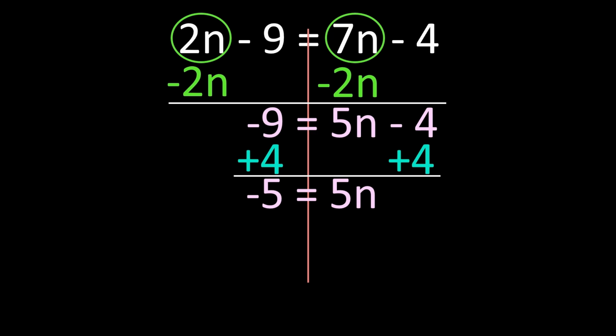And I want to isolate n, get it all by itself. Right now I have 5 times n. My inverse operation is going to be division. So I'm going to be dividing the right-hand side by 5, which means I need to divide the left-hand side by 5 as well. And on my right-hand side, 5 divided by 5 is 1, which leaves me with n. And on the left-hand side, negative 5 divided by 5 is negative 1. So my final solution is n equals negative 1.